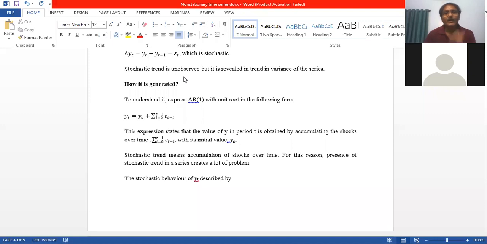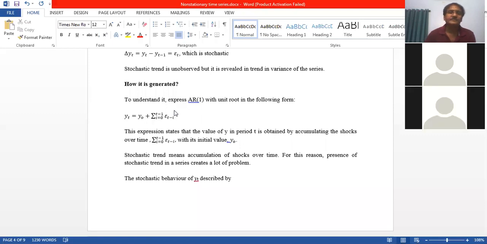Okay, so when shocks have been accumulated over time, you will get the trend in the series simply in the form of a stochastic, because shocks is stochastic by nature. That's why when phi 1 is equal to 1, that is in presence of a unit root, we have stochastic trend.